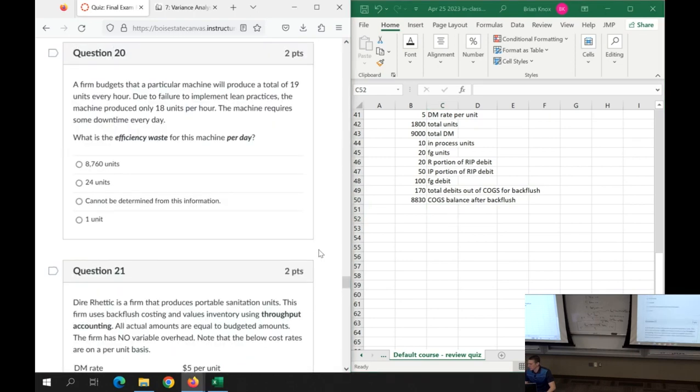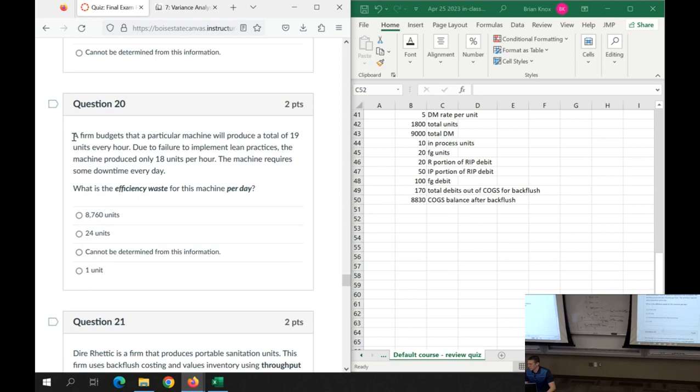Okay. Well, for completeness here, let's look real quick at this. A firm budgets that a particular machine will produce a total of 19 units per every hour. Due to failure to implement lean practices, well, that's not biased at all, the machine produced only 18 units per hour. The machine requires some downtime every day. What is the efficiency waste of the machine per day?